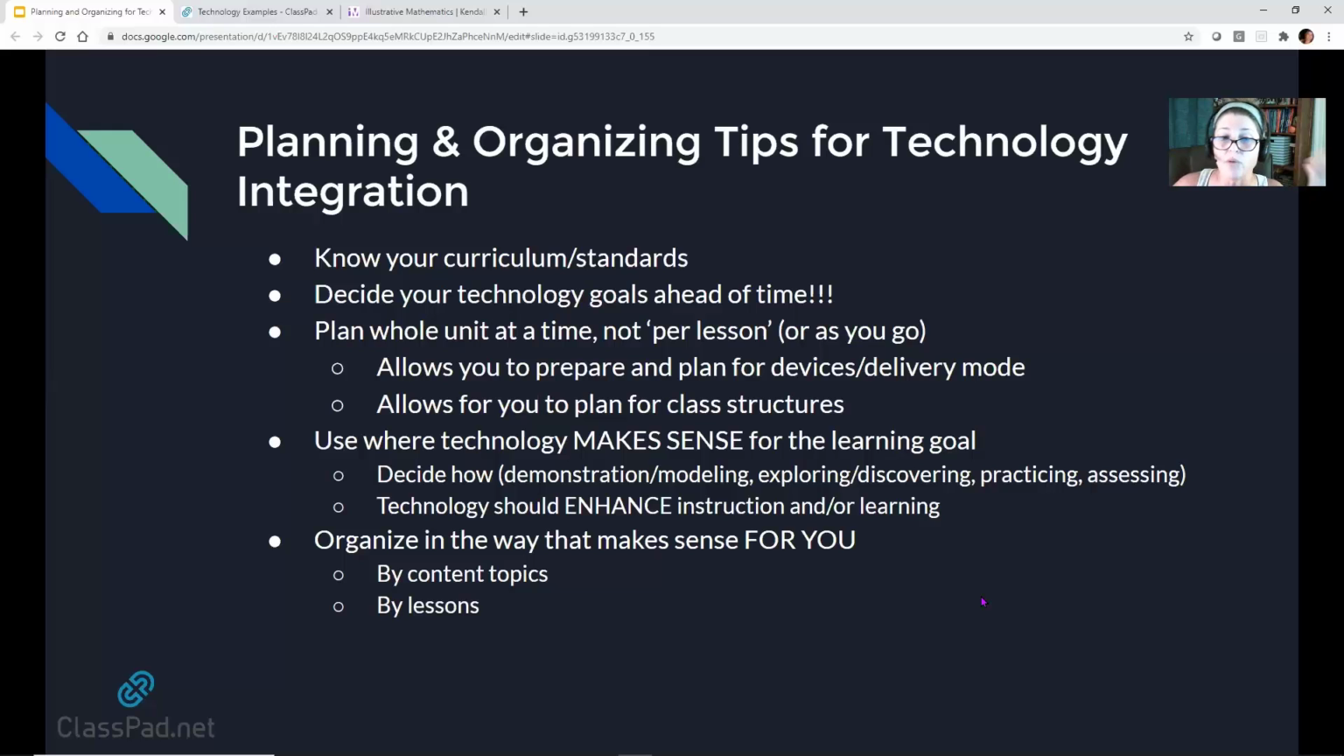Or maybe you are teaching 3 different subjects, so you're going to organize by your classes. First period, second period, third period, however that works for you. So you need to organize in the way that makes sense for you.